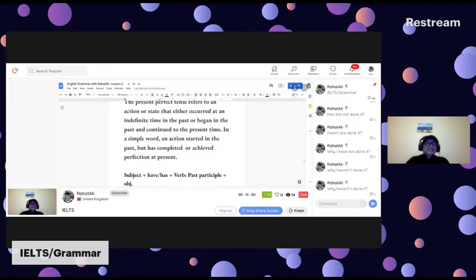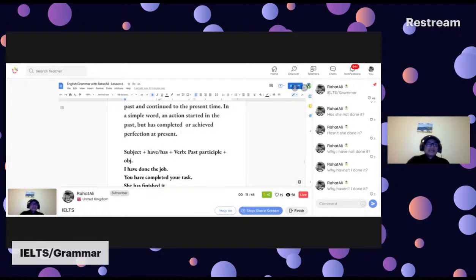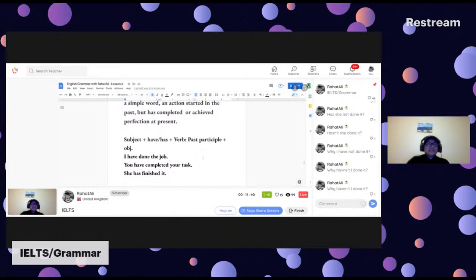So in simple words, an action started in the past but has completed or achieved perfection at present. From the name you can see perfect. Perfect means when something is completed, we say it is perfect. And the simple form, once again, is subject, have or has, verb past participle, plus object or any other words. We need to know the past participle form of each and every verb when using present perfect, and the same rule applies for past perfect and future perfect. Remember the past participle form in all the perfect tenses. If you understand the present perfect, then it is easy to understand the past perfect.